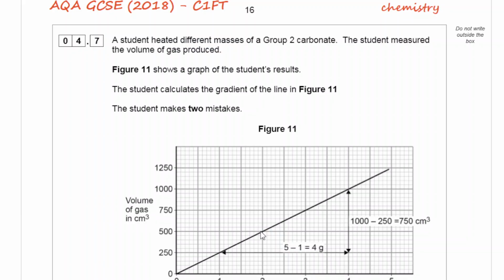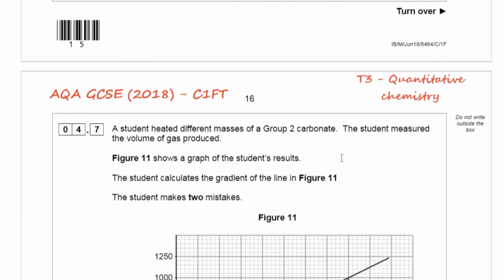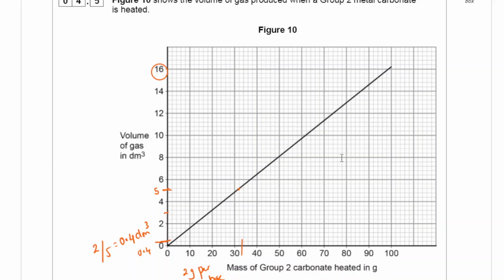A student heated different masses of a group 2 carbonate. Now before I go, I want to try a different method to see. If I find the mass actually needed for 12 dm cube, that's basically here. So that's 74 grams. Multiply that by 2, 148 grams. So I could actually do that as well.